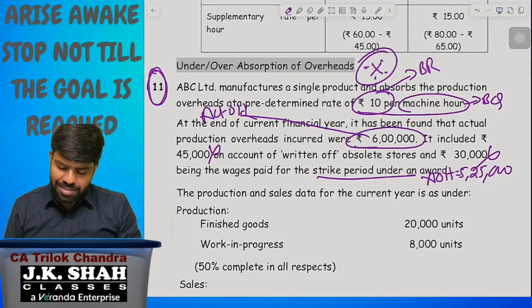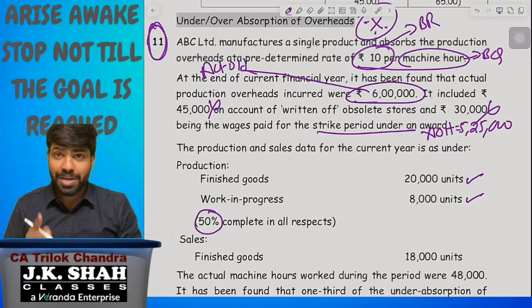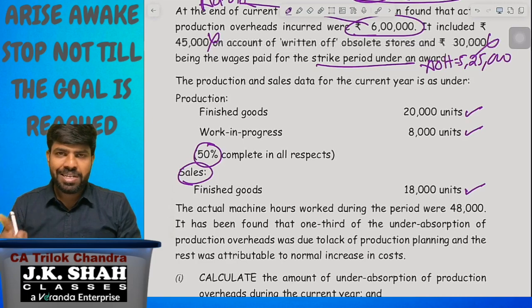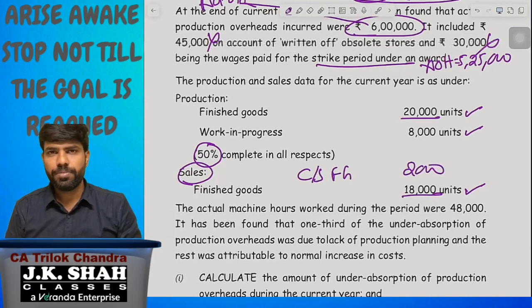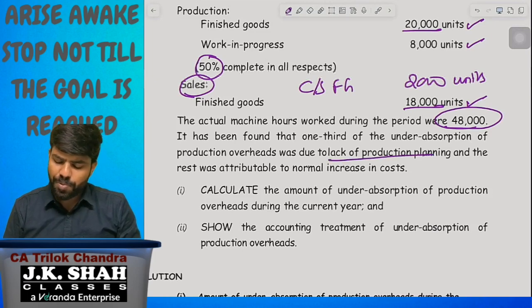Next, production and sales data for the current year is as under: production of finished goods 20,000 units, work in progress 8,000 units, 50% complete. Be careful. Finished goods sold 18,000. Listen, production is 20,000, sold is 18,000, so closing stock of finished goods is 2,000 units. Actual machine hours worked during the period is 48,000. It has been found that one third of under absorption of production overheads was due to lack of production planning, and the rest was attributable to normal increase in cost.